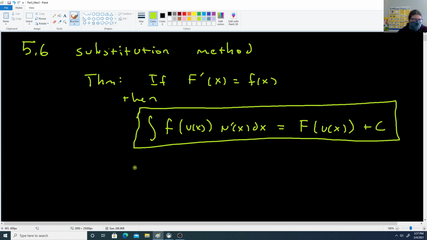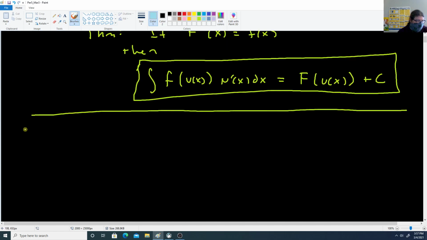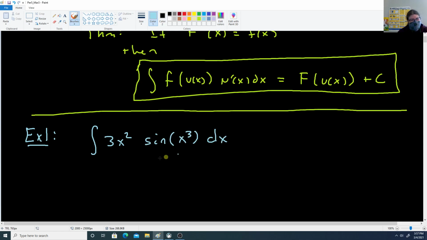So what the substitution method is going to do is try to set up an integral where we convert it out of the chain rule form to a form with u's in it that we're able to go through and calculate. So I think the best way to learn this one is just to go through and do a bunch of examples. So we'll just do the book examples here and then go from there. It gives us the integral of 3x squared sine of x cubed dx.